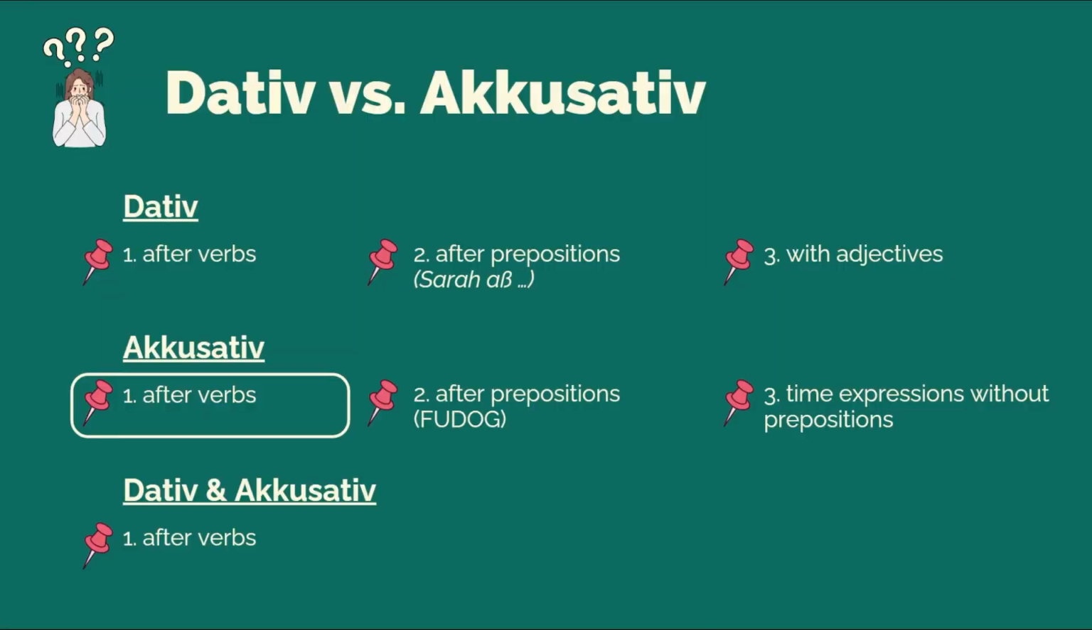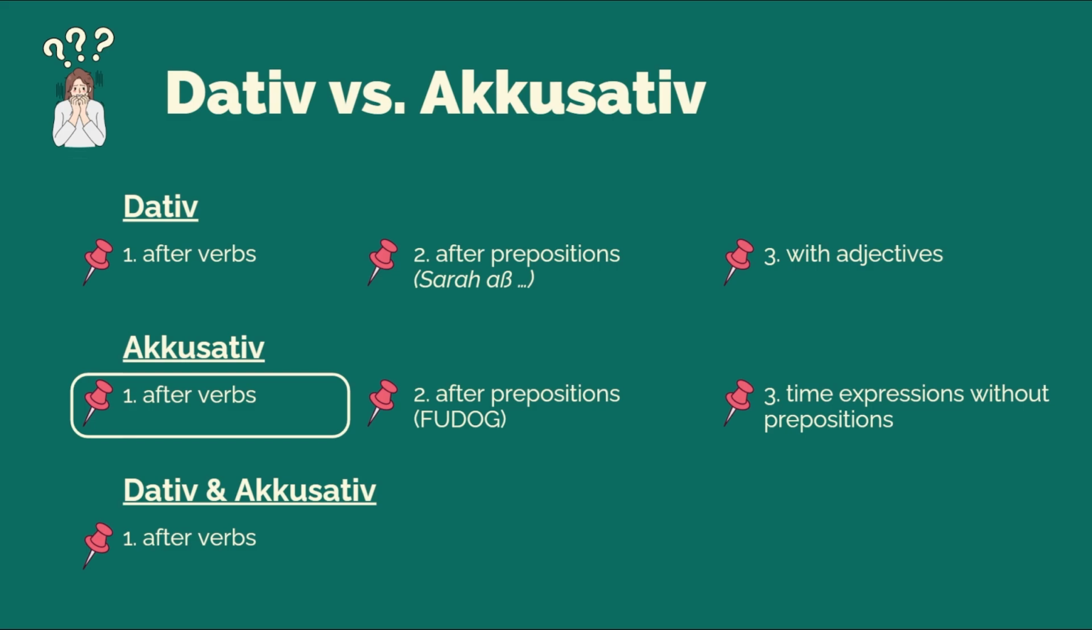So let's continue now with the accusative. The first use case is again after verbs. And like I've said before, this is way more common than dative with verbs. We have some verbs that take both cases, a dative object and an accusative object. That's the last point down below. But here we're talking about verbs that only take the dative case, or only take the accusative case.